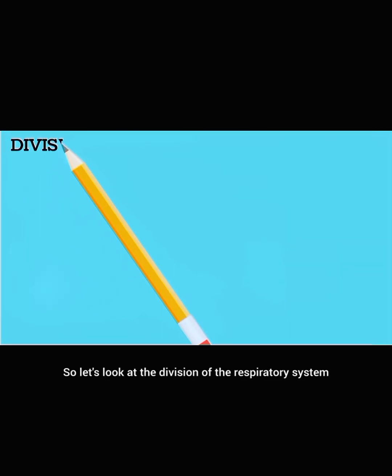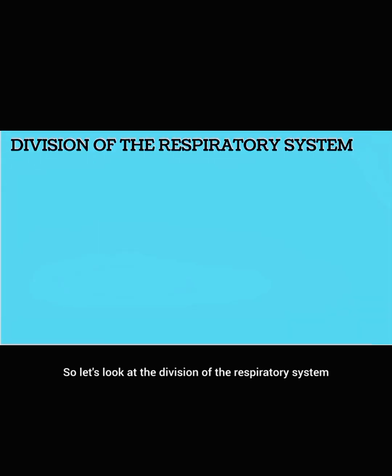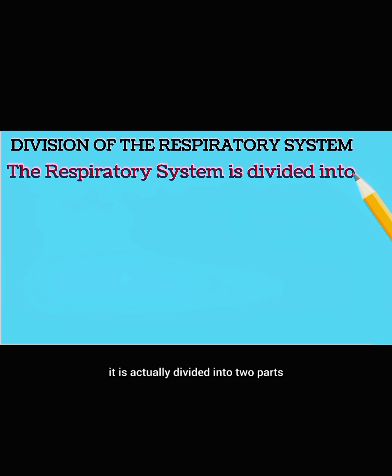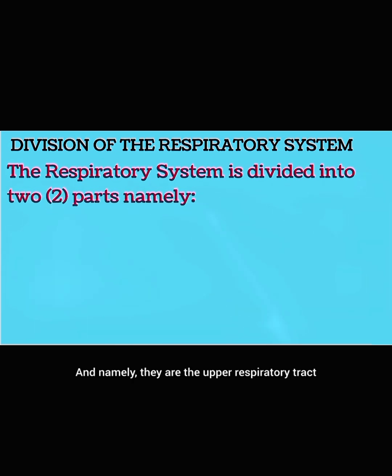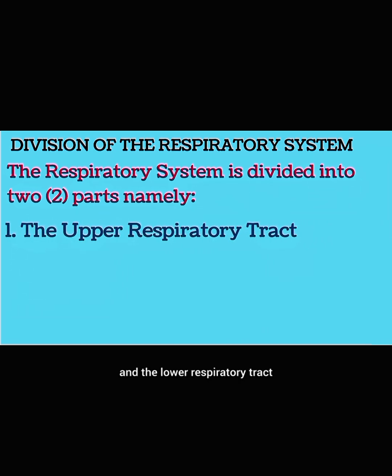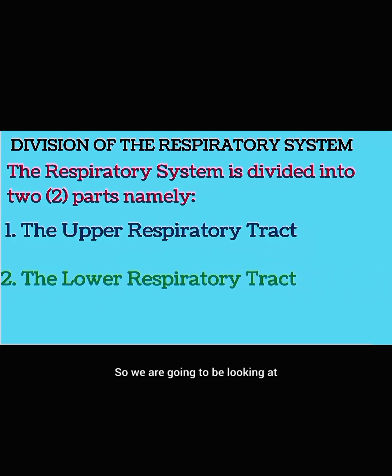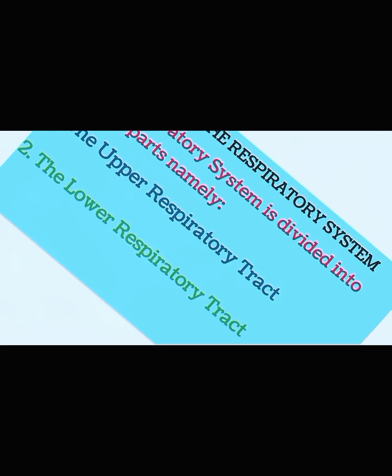So let's look at the division of the respiratory system. This respiratory system that we've been talking about is actually divided into two parts, namely the upper respiratory tract and the lower respiratory tract. So we have two types, the upper and the lower respiratory tract. We are going to be looking at them one after the other. But firstly, we are going to start with the upper respiratory tract.